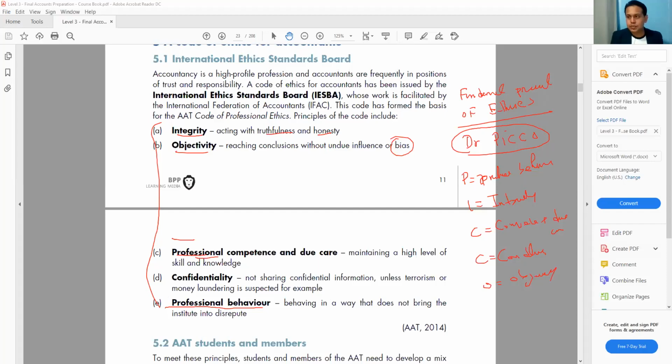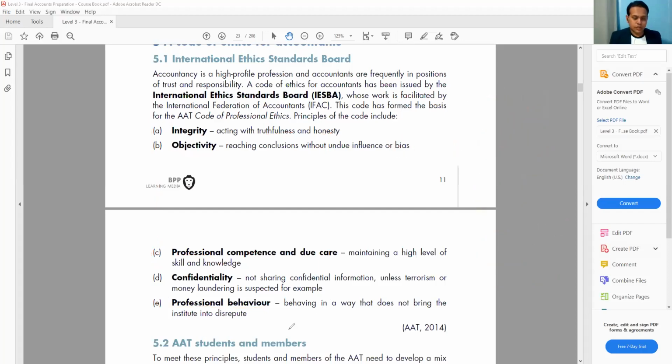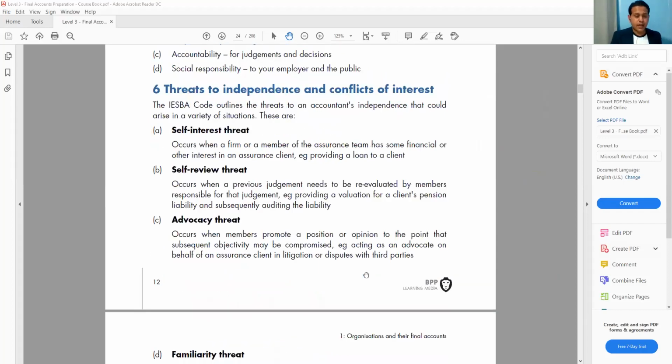All right, so let's move on to the next bit. In the next area, we have threats to independence. What are the threats we have that can make us biased? Because of these threats, we cannot be independent. The first threat we can have is self-interest. For example, you have a lot of investment in Tesco.